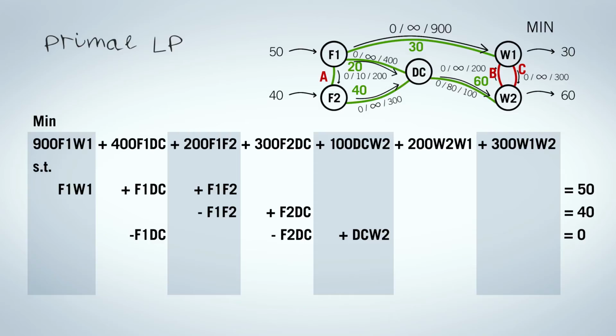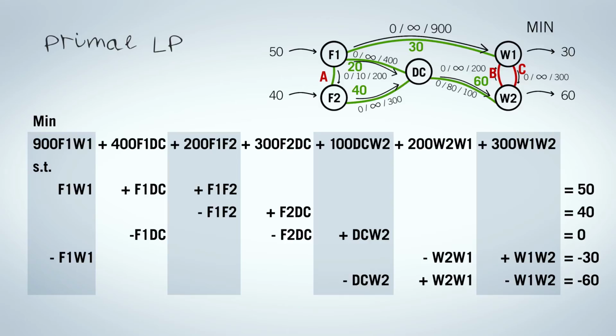Next thing is we're looking at W1, let's say. So we're going to have minus F1 W1 minus W2 W1 plus W1 W2 has to be equal to minus 30. And then finally, for the last node, W2, we're going to have minus DC W2 minus W1 W2 plus W2 W1 is equal to minus 60.